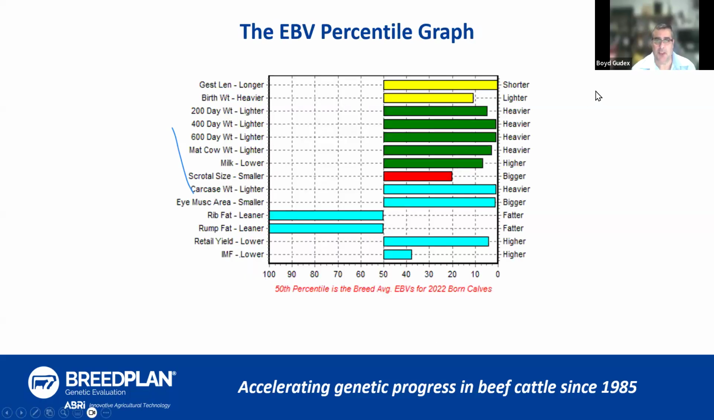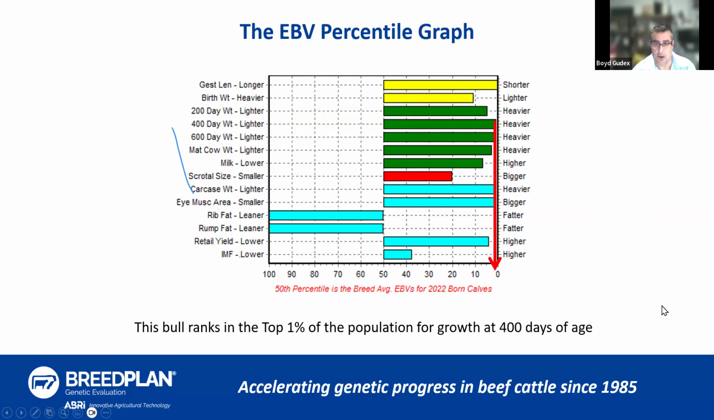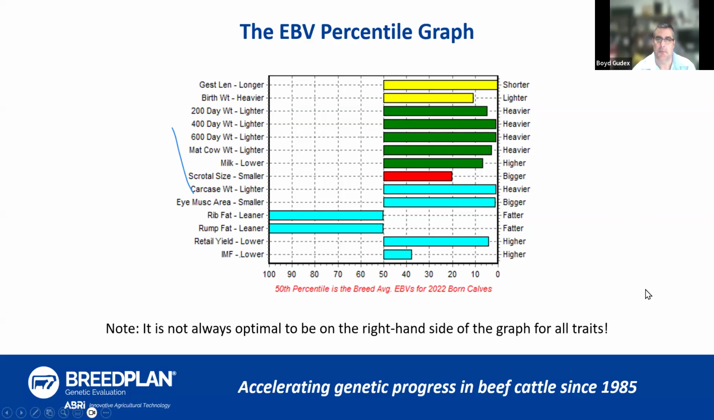Then we could look at the same thing in the percentile graph, and we find that although not widely used, when it is used, commercial bull buyers really love these graphs because they can see at a glance where a bull ranks, rather than having to have knowledge of percentile bands and the like. So this graph can be really helpful in sales catalogs. And you can see here again that this bull is in the top 1% of the population for growth at 400 days.